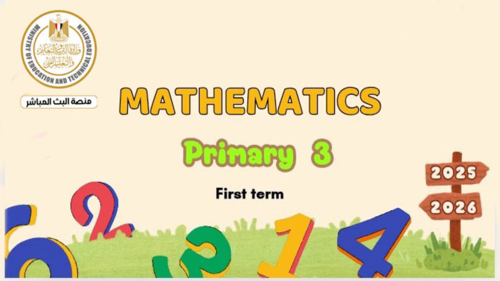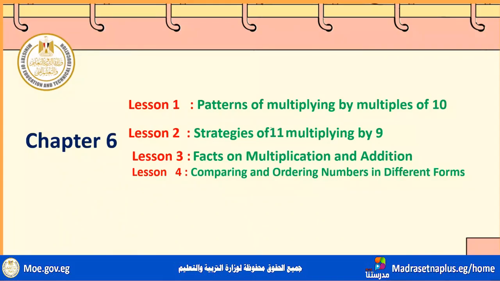Let's go. Today, inshallah, we'll meet chapter 6, the final chapter. Our lesson today consists of 4 lessons. Lesson 1 is about patterns of multiplying by multiples of 10. Lesson 2, strategies of multiplication by 9. Lesson 3, facts on multiplication and addition. Last one, comparing and ordering numbers in different forms. Are you ready? Let's go.